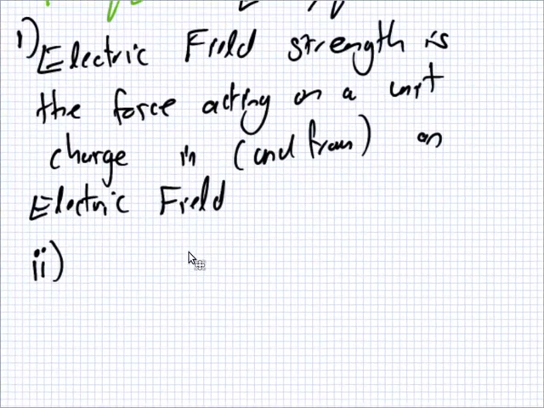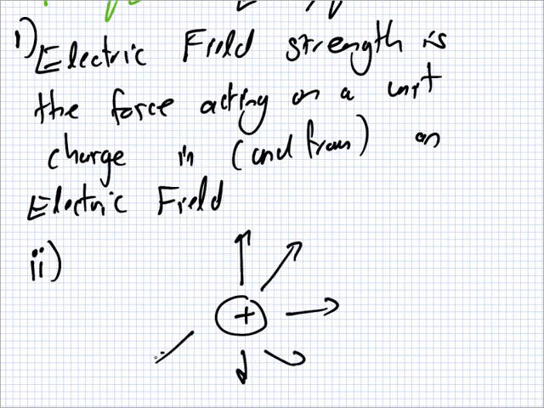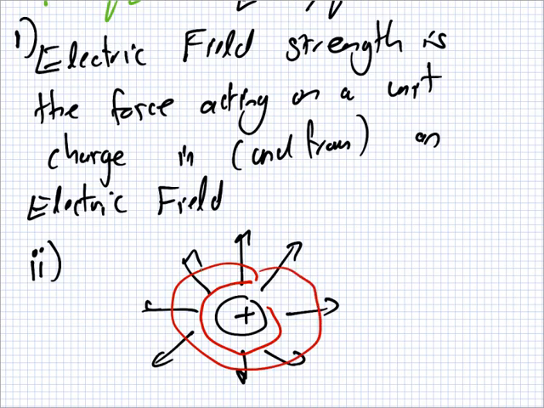Electric field for a positive charge. So do you remember how it goes for a positive charge? The electric field goes outwards, doesn't it? And then the lines of equipotential, how do they look? Circles. Alright, so that's an easy 4 marks there for part 1 and part 2.